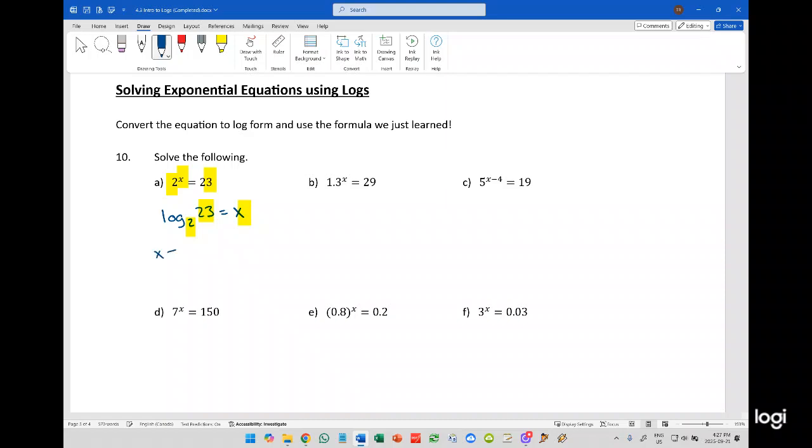And that means that x is equal to log base 2 of 23, which can be thought of as log of 23 divided by log of 2. So I have to punch in 23 log first, which is why I say it that way. Divided by 2 log. And I get 4.52.